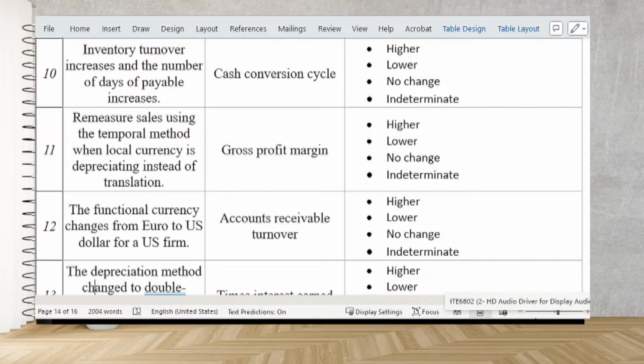So determinate, because of the temporal method and local currency. We measure sales with the temporal method when the local currency is depreciating, instead of translation. So what is the impact? Intermediate. Just a minute. Intermediate, sorry.